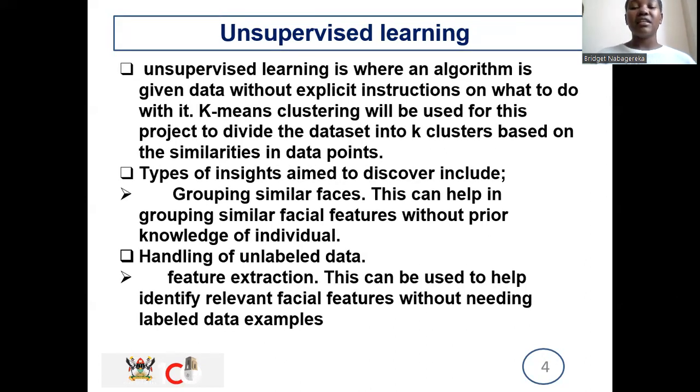Then unsupervised learning is where an algorithm is given data without explicit instructions on what to do with it. K-means clustering will be used in this project to divide the dataset into K clusters based on the similarities in the data points. The insights we aim to discover include grouping similar faces, which can help in grouping similar facial features without prior knowledge of the individual. So in the case of unlabeled data being fed in, we're going to use unsupervised learning.